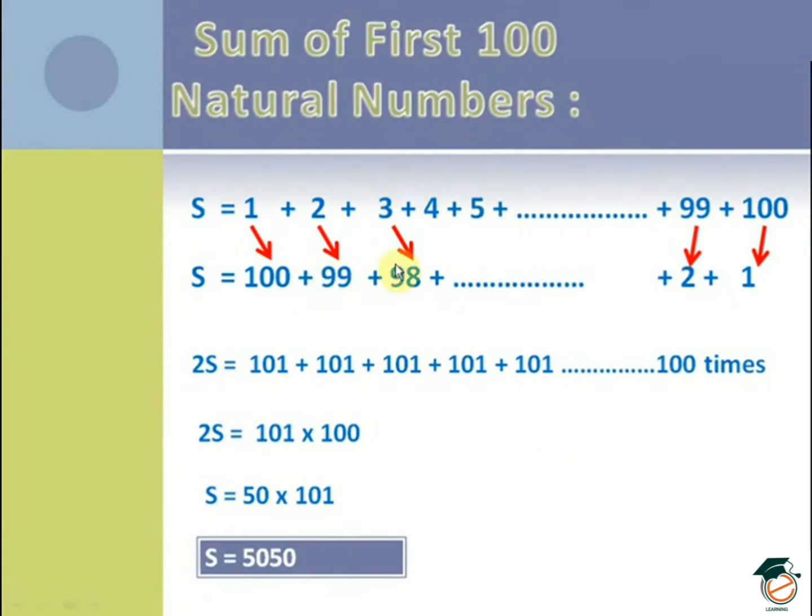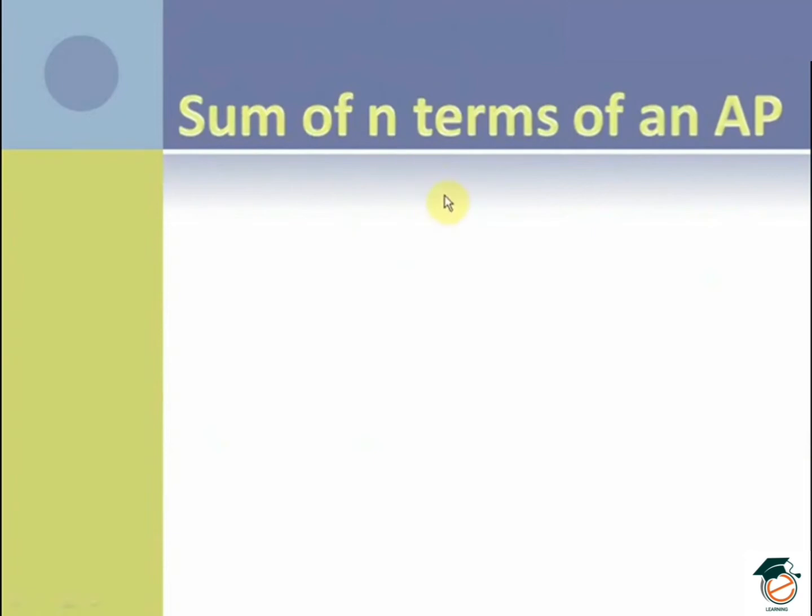Now there's something very interesting here. We have found out the sum of first 100 natural numbers. Now this series is also an AP. Here the common difference is 1. So we have taken a special case and found the result of the sum of first 100 natural numbers. Now we are going to see how to find the sum of n terms of an AP. We have any AP and we are going to find out the sum of n terms.